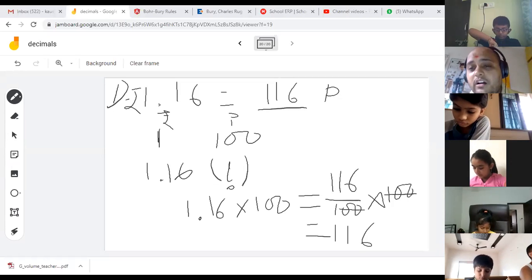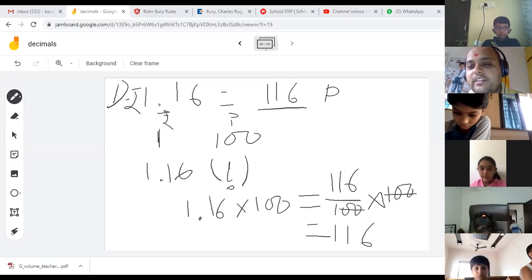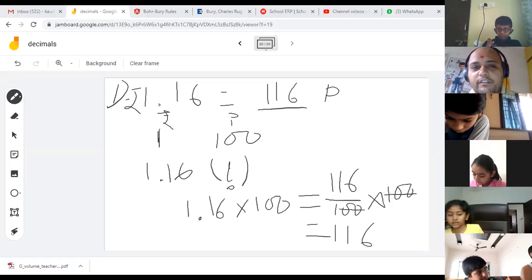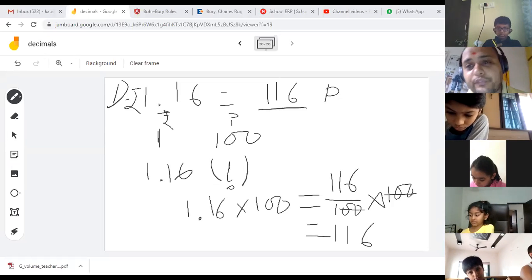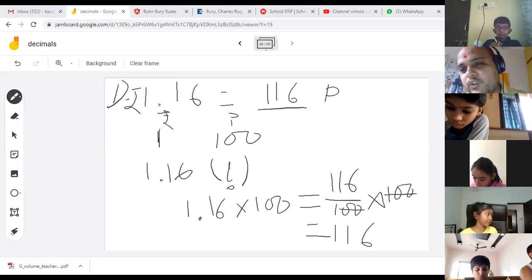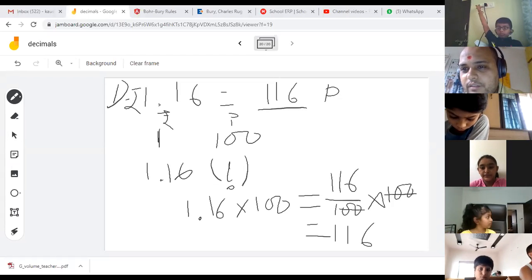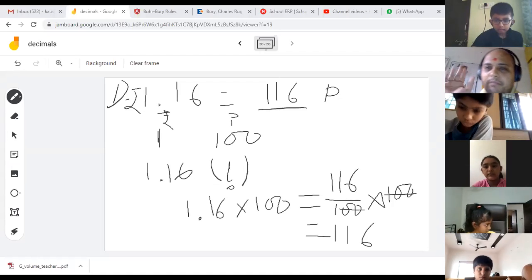Now, if there is an odd number, then you will have to first convert it into paise, then into decimal. The method is shown there. First into a fraction, and the fraction you have to take to the lowest form. That you already know. Okay, that's it for the day. Bye bye, everyone.